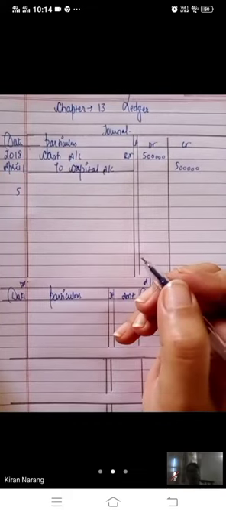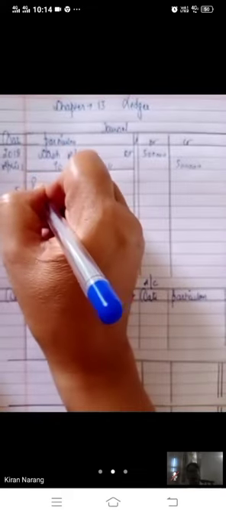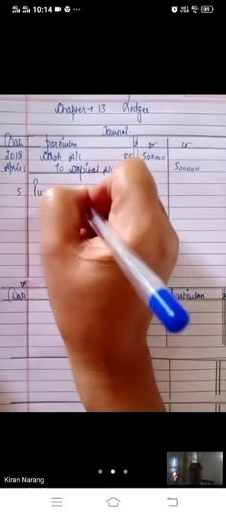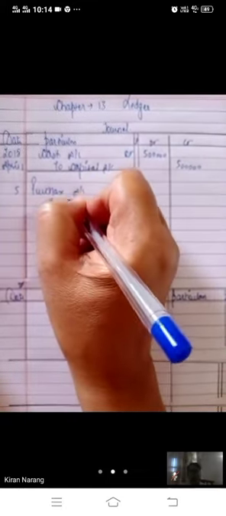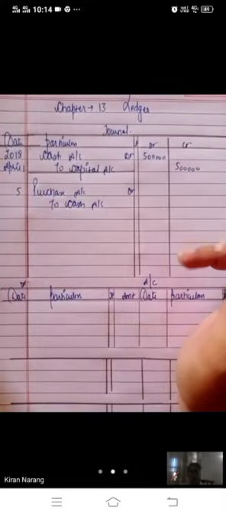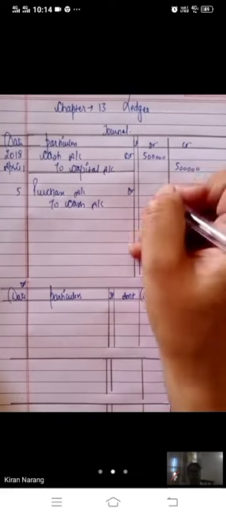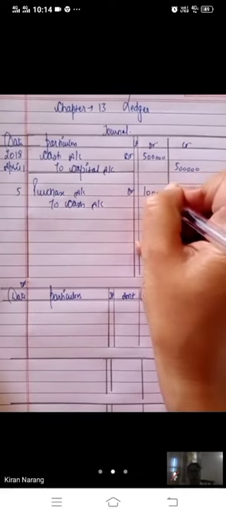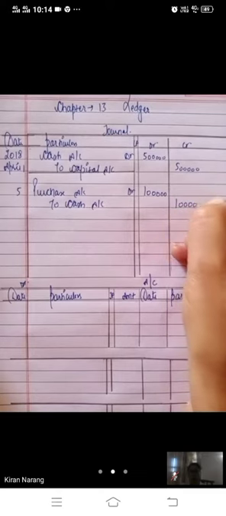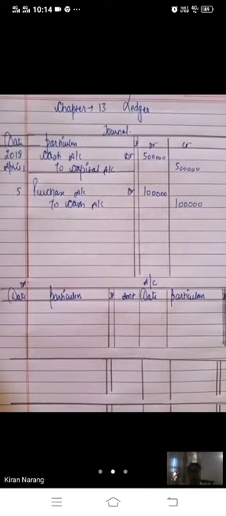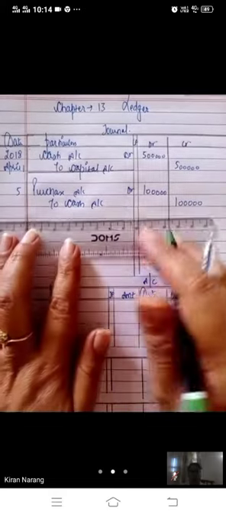On 5th April, you have purchased goods for cash. Purchase account debit to cash account. Debit what comes in, credit what goes out. Whenever we are purchasing goods, we are writing purchase account debit. Suppose 1 lakh rupees of goods we have purchased. This is the entry for purchase of goods in cash.